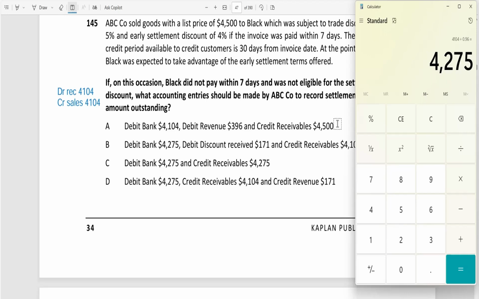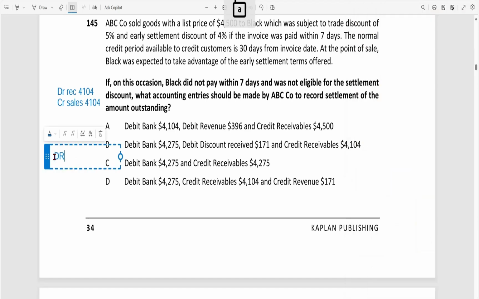Right? But now the twist is that the customer did not pay within 7 days, so now the customer has to pay the full amount along with the trade discount, not the early settlement discount. That means the 4275 that we calculated on 4500 multiplied by 95%. Why 95%? Because 5% is given as a trade discount. So the customer will now pay, debit 4275, right?